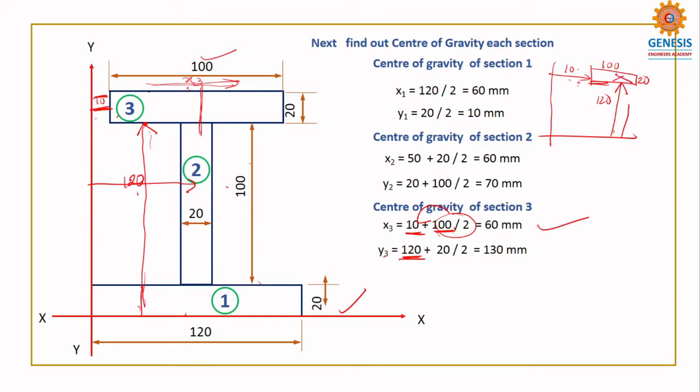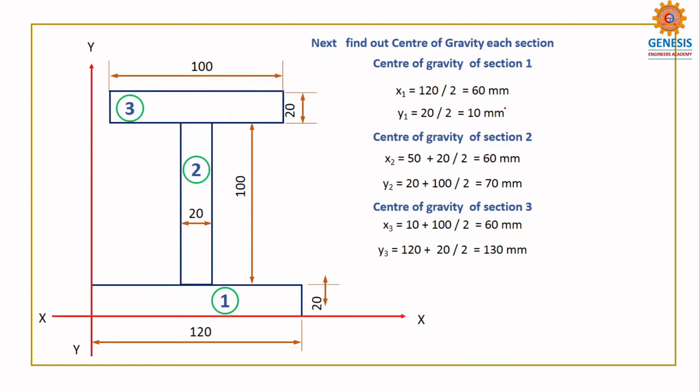Now you got my point. To calculate x3, I have added this. I am coming in like this, x3, so it is 100 by 2, which is 60. To find y3, y3 is equal to 120. Why? Because it is from the x-axis, it is 120, and the dimension in this way is 20. So it is 20 by 2, and 120 plus 10 is 130 mm.